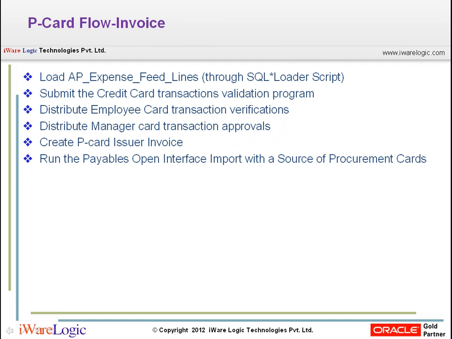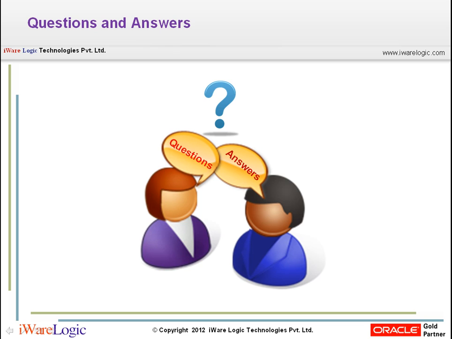P card flow for invoices. Load AP_EXPENSE_FEED_LINES through the SQL loader script. Then submit the credit card transaction validation program. Distribute employee card transaction verification. Distribute manager card transaction approvals. Then create the P card issuer invoice and then run the payables open interface import with a source of procurement. If you have any questions, please do ask us.